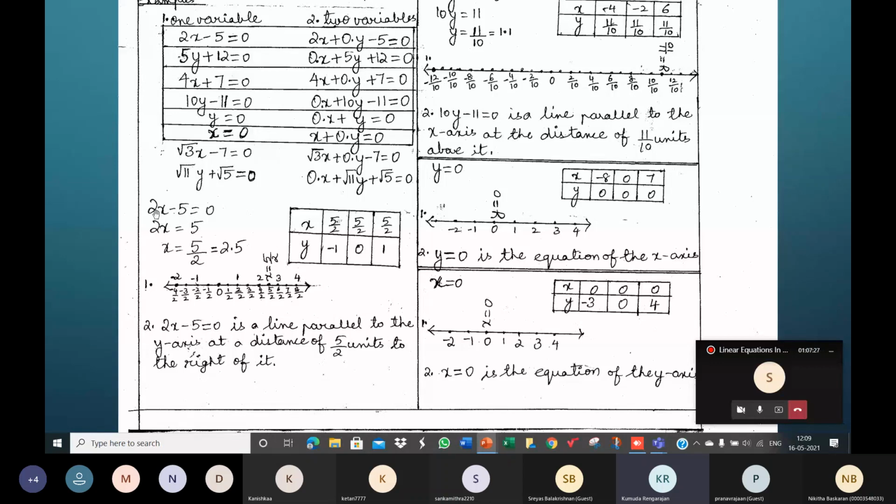So this is the first one. We just discussed this, that when you treat it as an equation in one variable x, it's a point on the number line. We already discussed this. Now look at this table. This table applies for all these equations here.